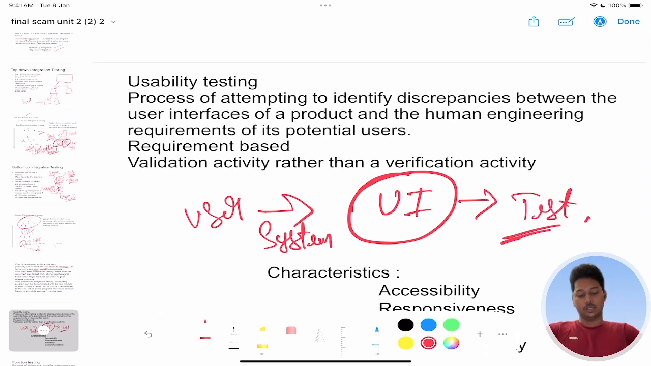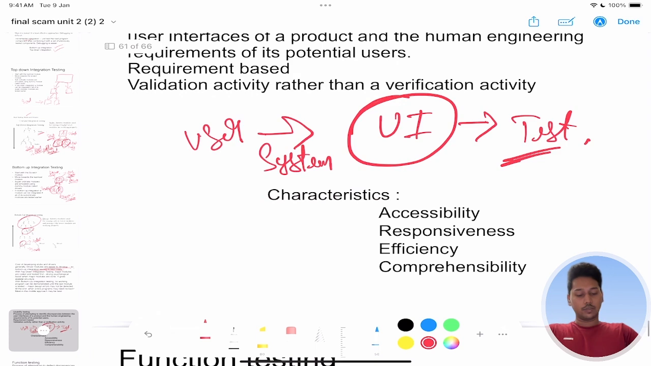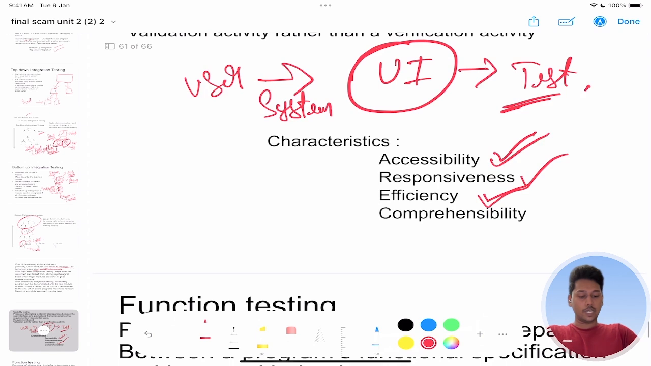This is usability testing. Usability testing has some characteristics like accessibility. The system should be easy to use, accessible. It should be easy. And then responsive. Whenever a user clicks something, it should be responsive. It should not go unresponsive. Then it should be efficient. Efficiency is important in every system. Comprehensibility is being easy to understand.